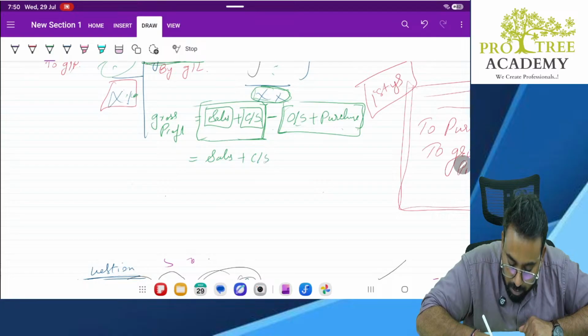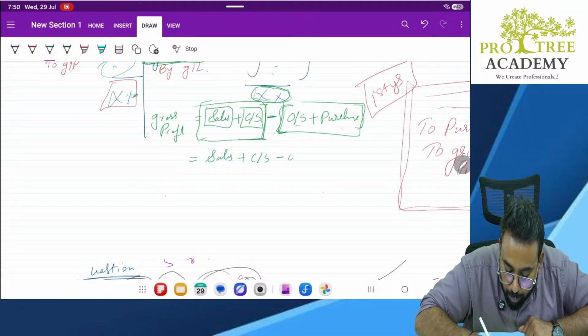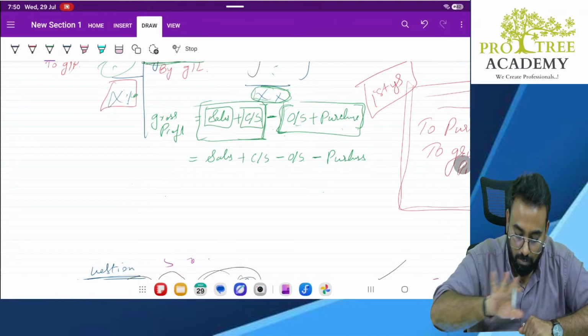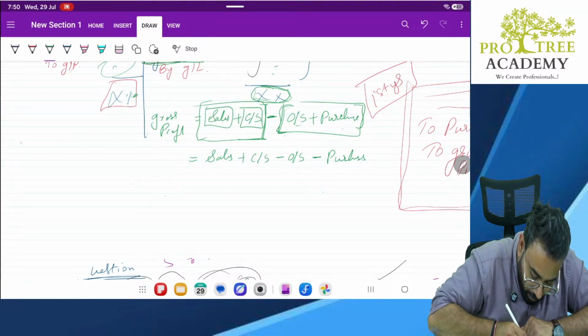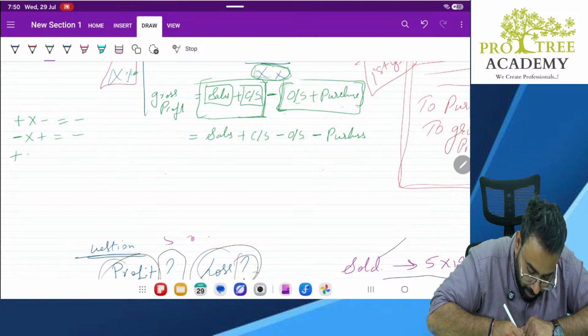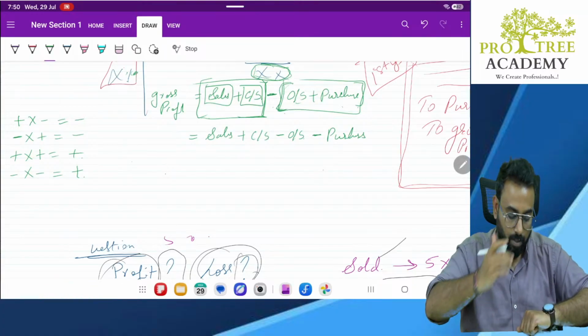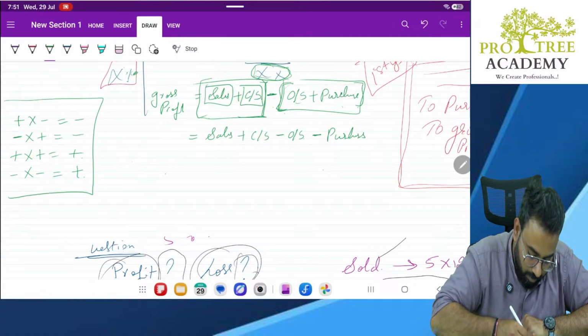Sales plus closing stock. If I remove this bracket, this minus will go inside: minus opening stock, plus into minus, minus purchases. Sir, if you don't know these formulas, please learn them. Plus into minus is equal to minus, minus into plus is equal to minus, plus into plus is equal to plus, minus into minus is equal to plus. This is important.